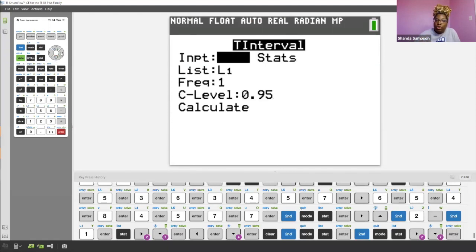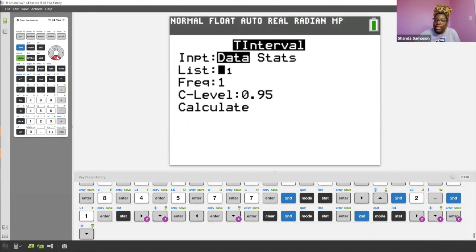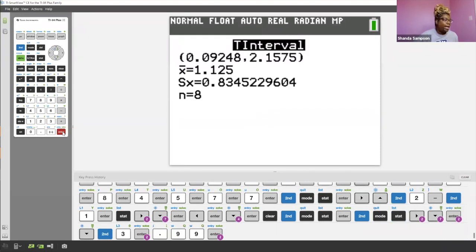So we go in here. Do we have data? Yes, we have data. So you hit enter on data. What list? We're getting this from list 3, where our data was. Never change frequency. And our confidence level was 0.99. Then you're going to calculate. You'll get all your answers, but do not forget to write them down.